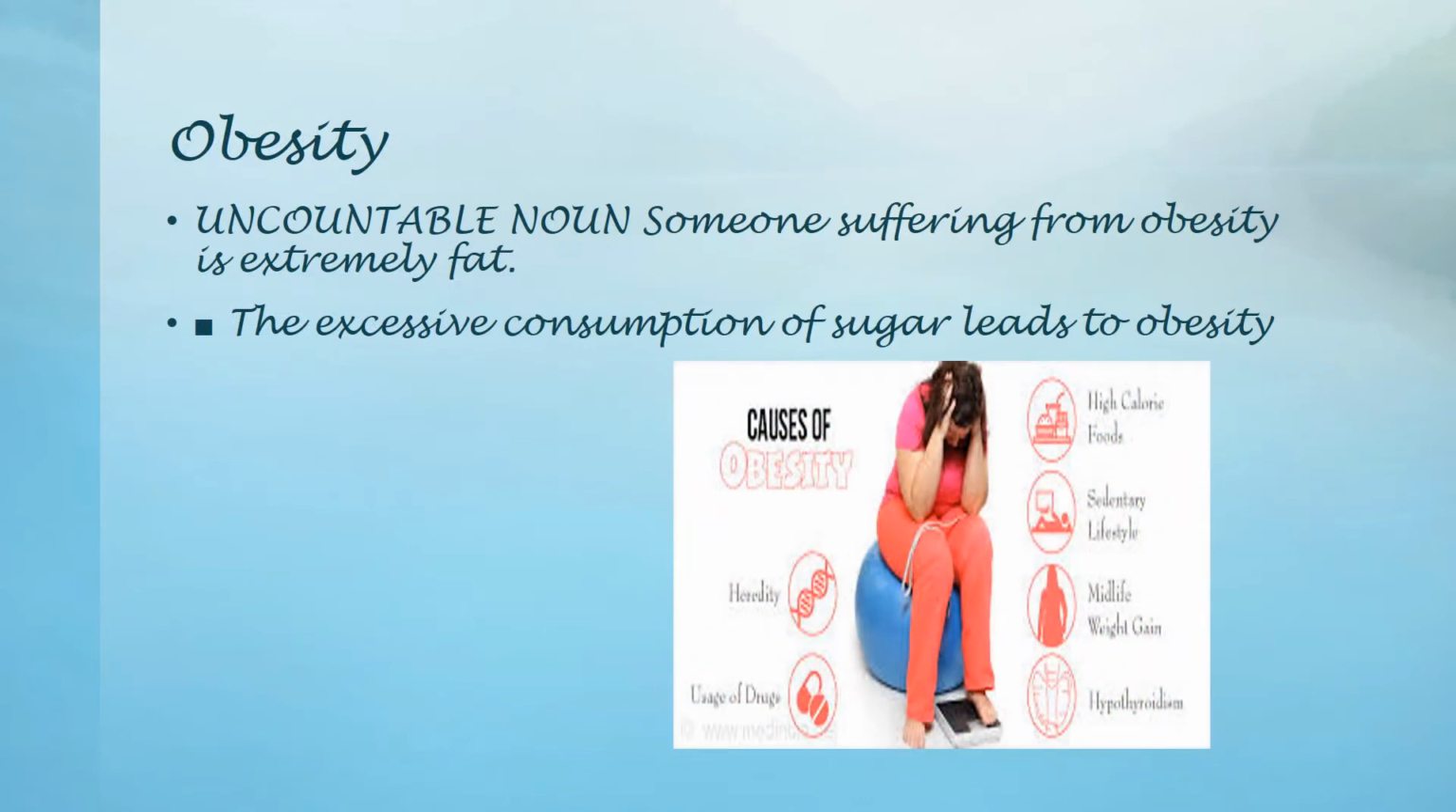Now let's talk about obesity. Obesity is an uncountable noun. Someone suffering from obesity is extremely fat, as you can see in the picture. For example, the excessive consumption of sugar leads to obesity.